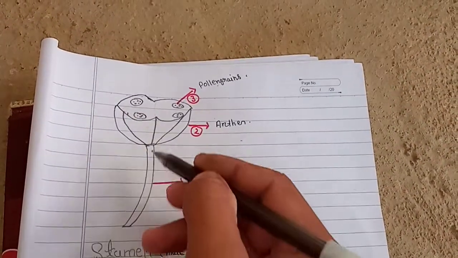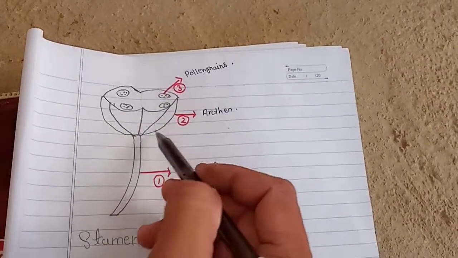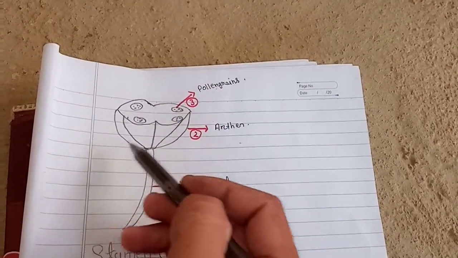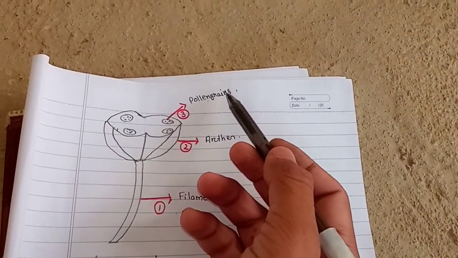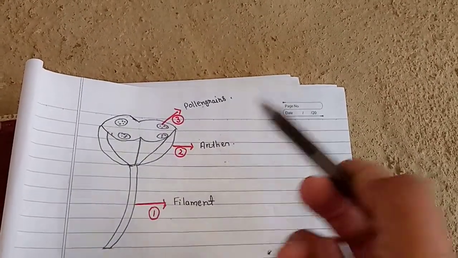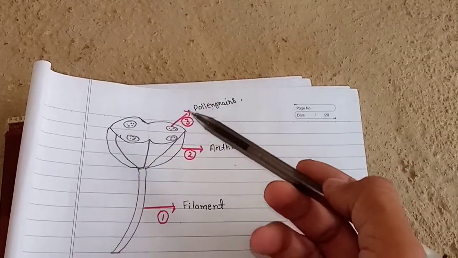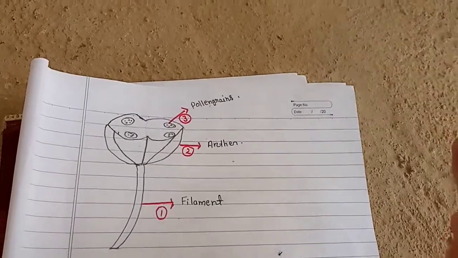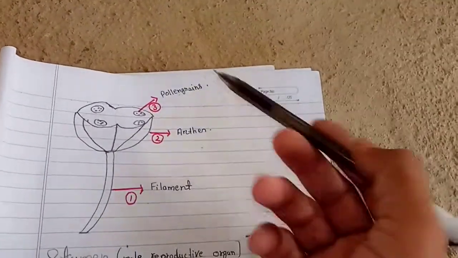A tube-like structure is called filament, and the structure present in the upper part of filament is called anther, and anther contains pollen grains. And so anther is the main reproductive organ of flower because it contains pollen grains, and pollen grains are responsible for reproduction in plants and flowers. So these are the three parts of stamen: filament, anther and pollen grains.